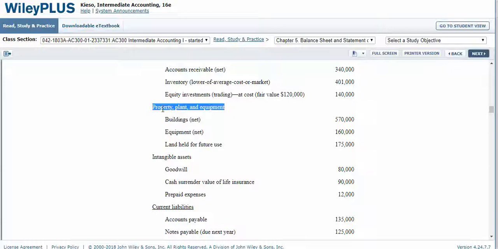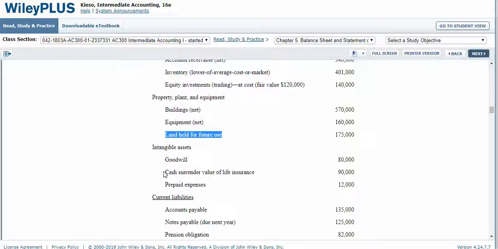If you bought a warehouse but you haven't put it into use, maybe you're not sure if you're going to use it or not, or maybe you bought some land and you're saying, well, maybe we'll build a factory there one day. That is not property, plant, and equipment. That's going to be a long-term investment.